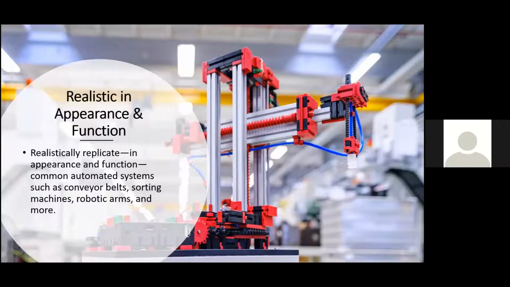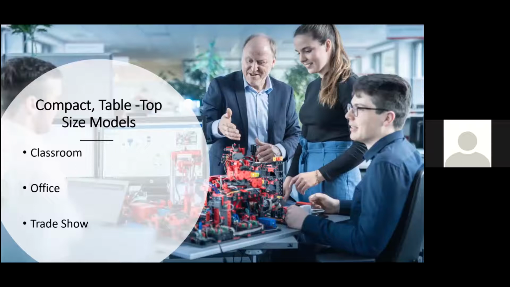The models, once again, are designed to realistically replicate, and this is again both in appearance and function, common automated systems such as conveyor belts, sorting machines, robotic arms, and much more. Because the models are compact and in most cases tabletop size, they are not only ideal for use in the classroom or in-office demonstrations, but also for demonstrating software or other technology-based offerings in a trade show environment.